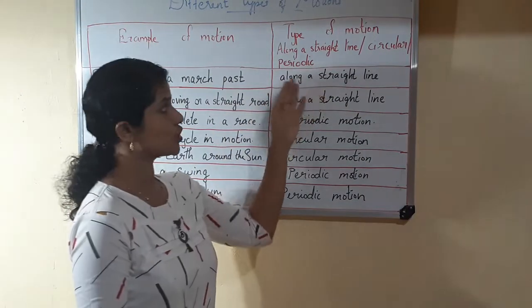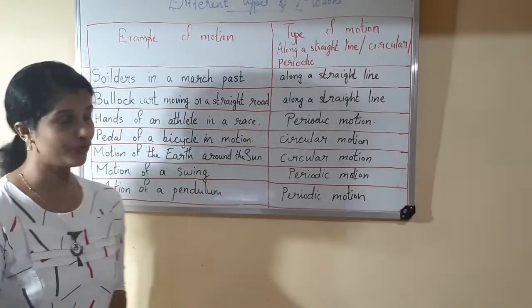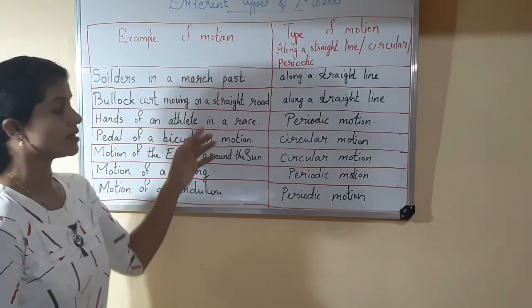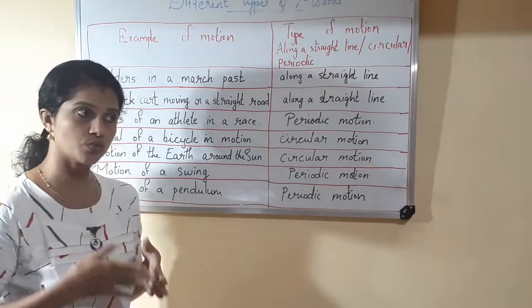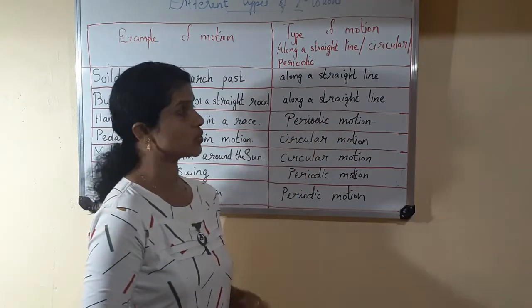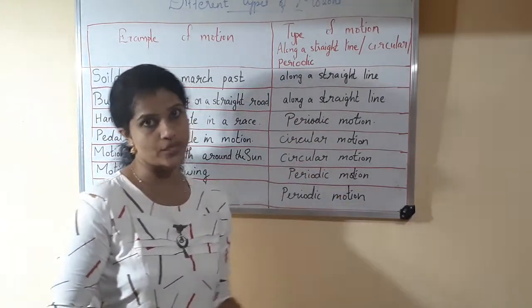So it is the motion along a straight line. That is very clear for you. And the second one is bullock cart moving on a straight road. You know that the bullock cart is moving, again it is a straight road. So we can say that this is also a motion which is along a straight line.